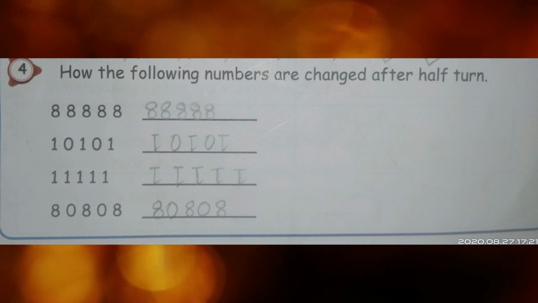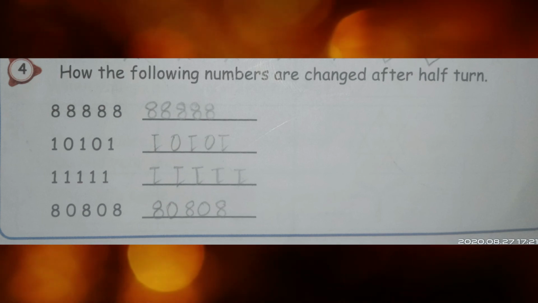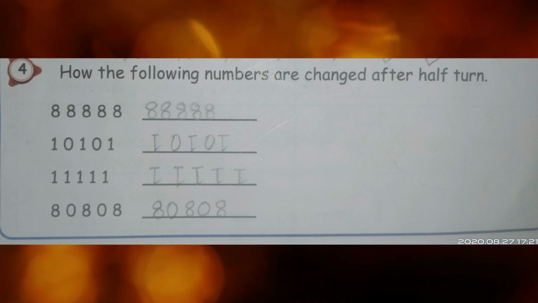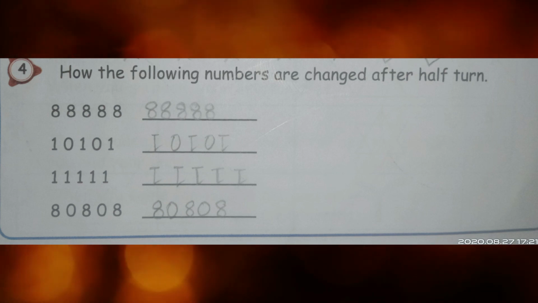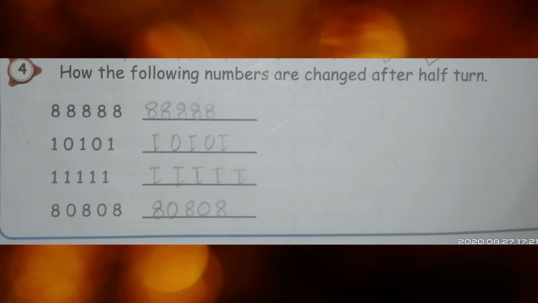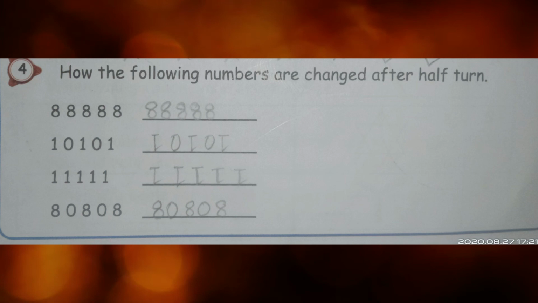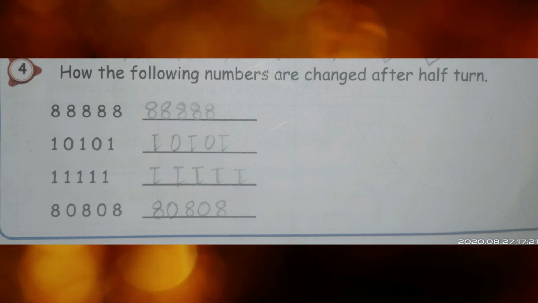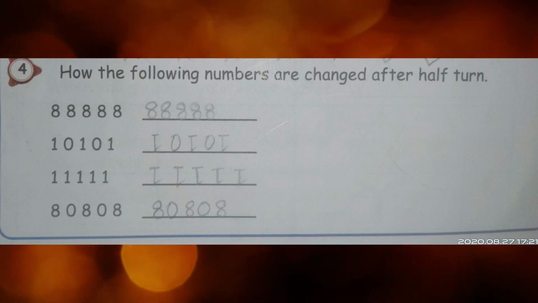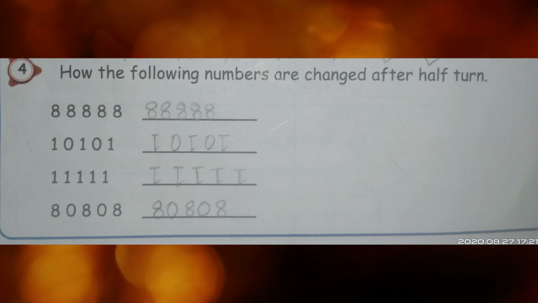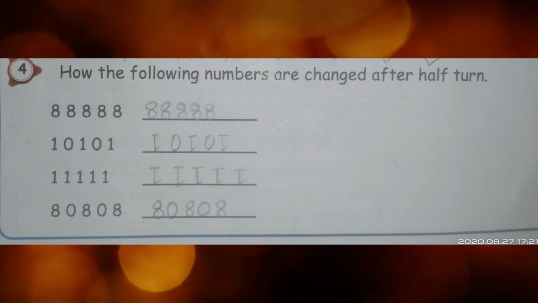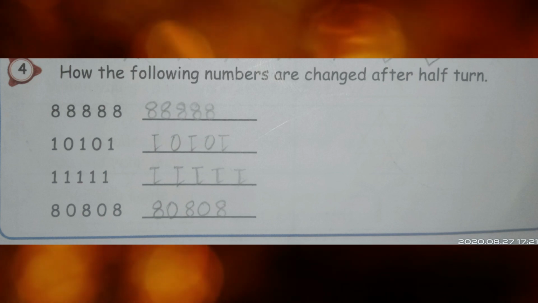The next one, 1, 0, 1, 0, 1. If we are moving this 1, 0, 1, 0, 1 to its half turn, the 1 will be turned like this and 0 won't turn, right? So we should write like this. The next one is 1, 1, 1, 1, 1. If we are moving this to its half turn, we will get the picture like this. The next one is 80808. If we are moving this 80808 to its half turn, we will be getting the same 80808.